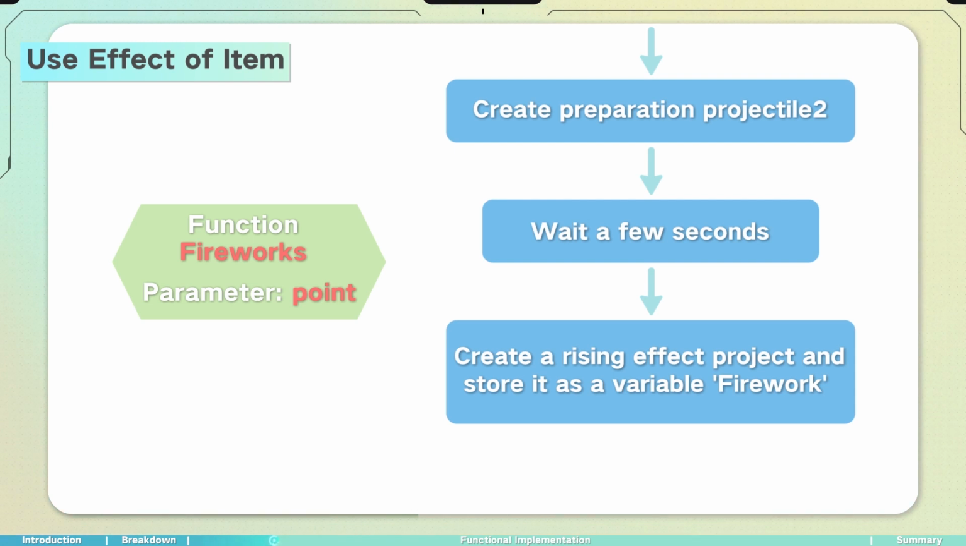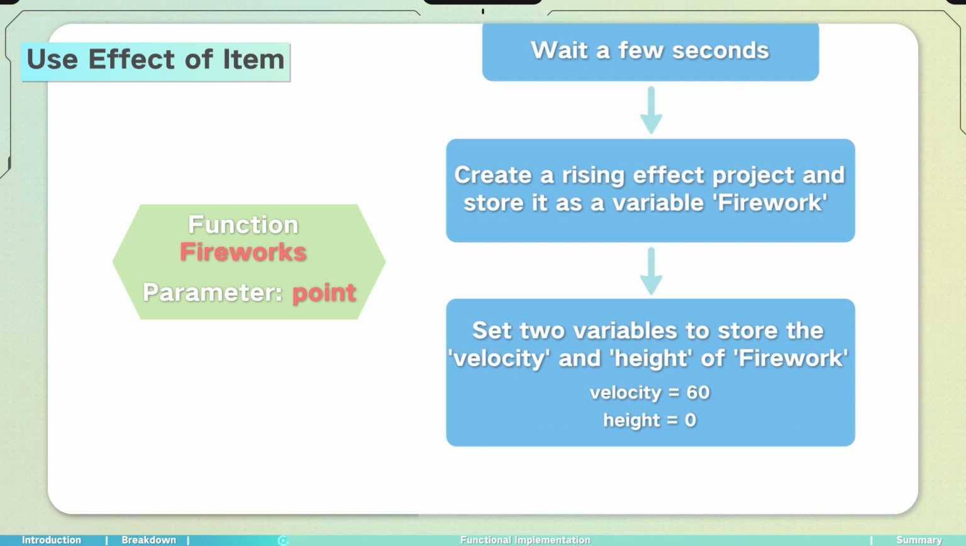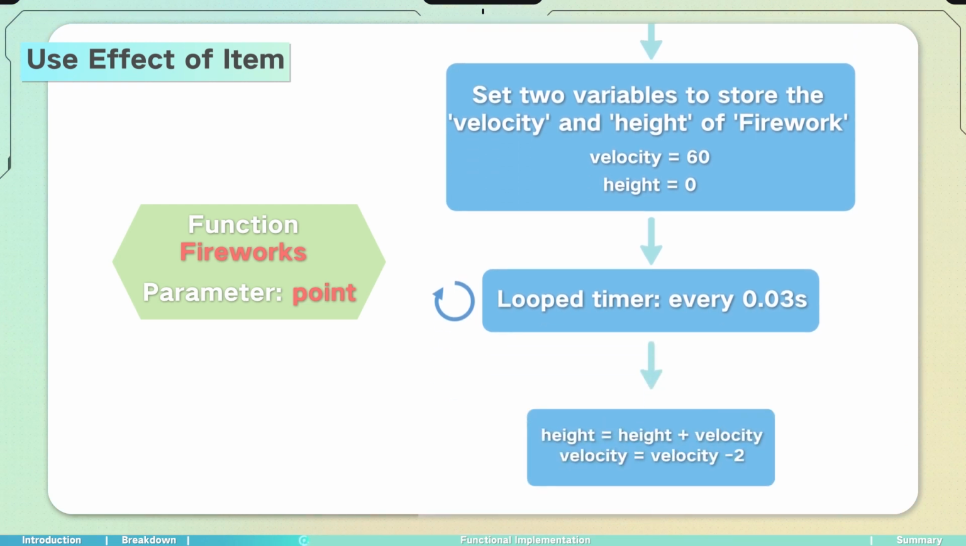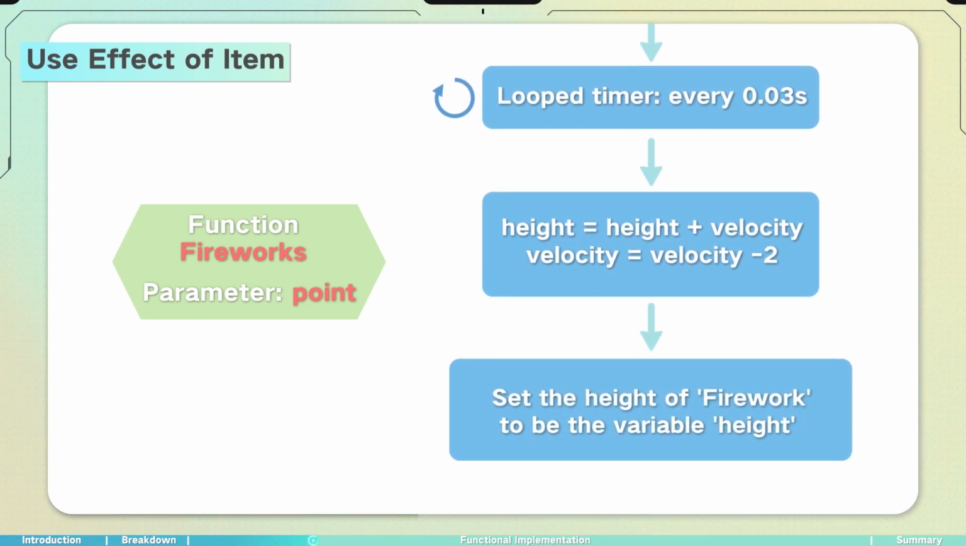So, we store the rising effect we just created as a variable. Then, set 2 variables to store the velocity and height of the firework. Set the initial velocity to be 60, the initial height to be 0. To make the fireworks speed decrease gradually, for each next frame, that is every 0.03 seconds in Cleekly, we set height as height plus velocity, and the velocity as velocity minus 2. Then set the height of the firework to be the variable height.